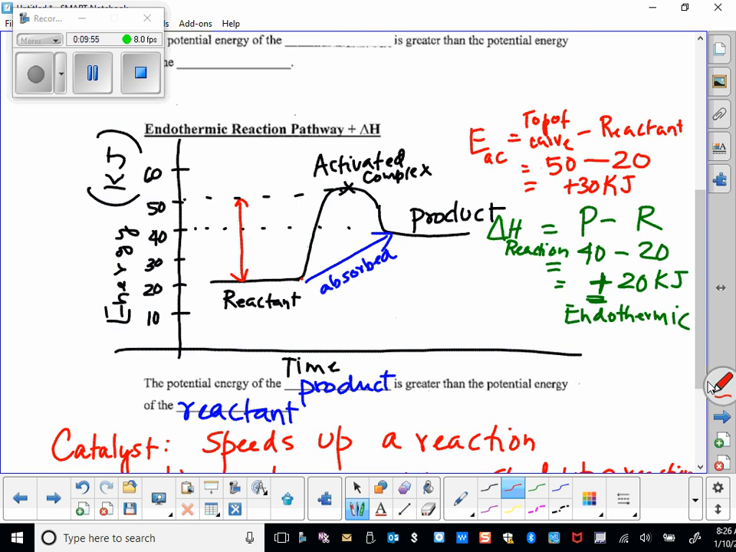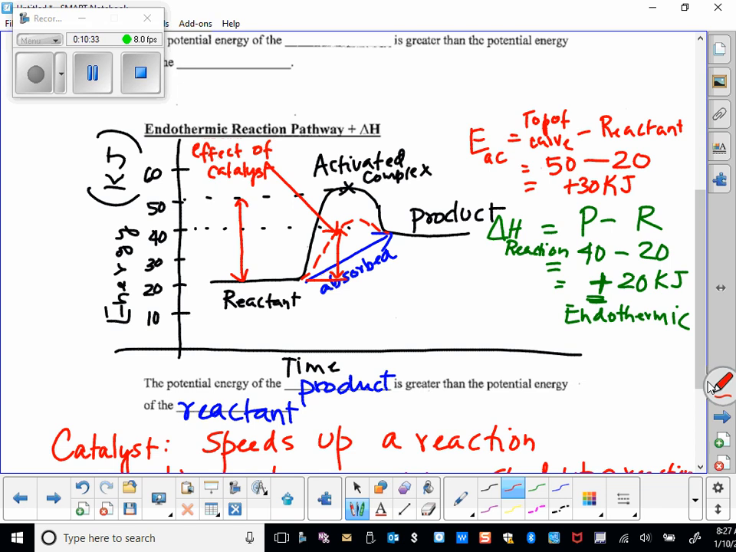So what will the catalyst do? This energy that you need will become lower. Does it make sense? The top of my curve minus my reactant, that difference has become smaller due to the presence of a catalyst. Is it making sense? So this dotted line, what is this dotted line? It's the effect of a catalyst. A catalyst will lower the activation energy.